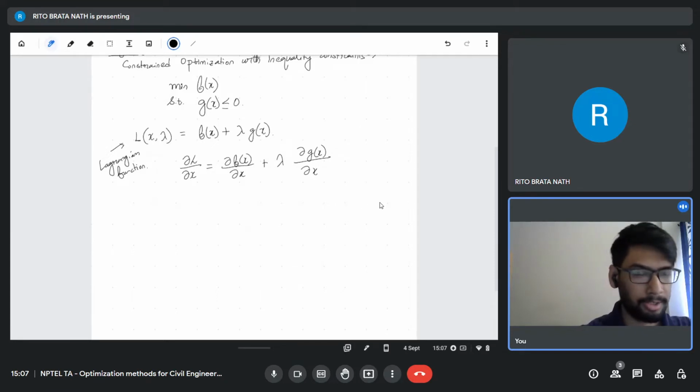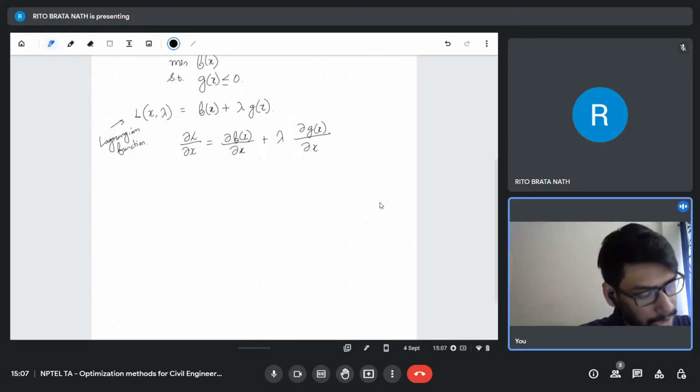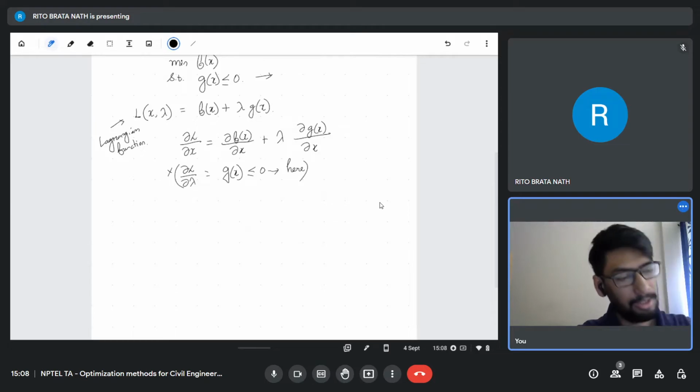This is just a partial derivative. Lambda is a constant here. And if you take the partial derivative with respect to lambda, oh sorry, I have written it as y, it should be lambda, then what you are left with is only g(x). But now you cannot set it to 0, because you know that g(x) is less than or equal to 0. So this condition becomes irrelevant for now.